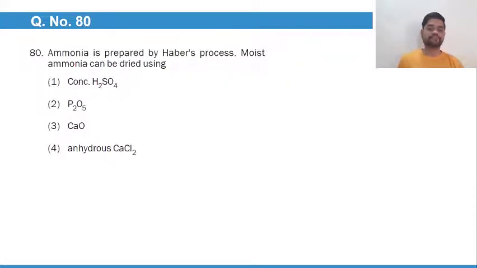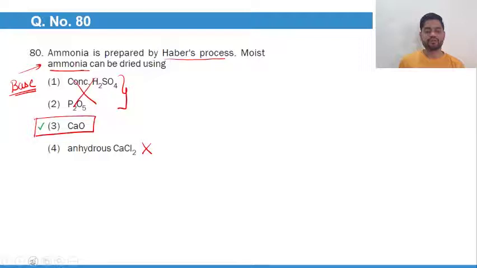Now 80. Ammonia is prepared by Haber's process. Moist ammonia can be dried by. Moist ammonia. Ammonia is a base. We should know this. It is a base. And these two are acidic in nature. Acid base is definitely not used for drying up. So this is not the right answer. If I take anhydrous calcium chloride, it will form an adduct, or additional product with ammonia. So this is also not the right answer. And hence the only option remains calcium oxide, which is used as a dehydrating agent.